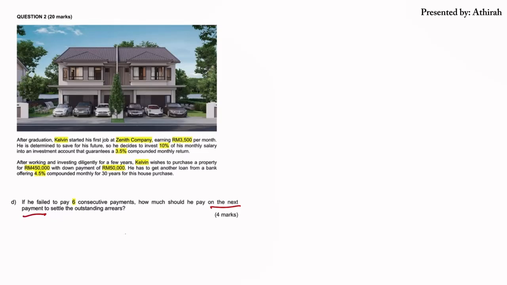For question 2D, the question asks for how much should he pay on the next payment to settle the outstanding arrears. The arrears here is 6, and from this we're going to find the new term of investment, which is n equals to 7. So that is our new term of investment. For this question, we'll be using the future value formula, which is this equation, S equals to R 1 plus i power of n minus 1 over i. Then we're just going to substitute the values into the equation. So we're finding S here.